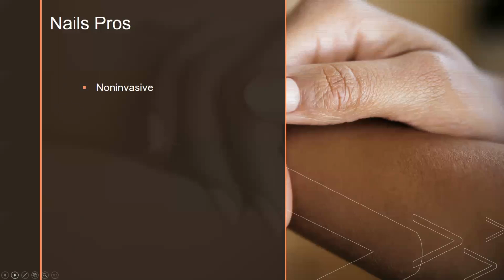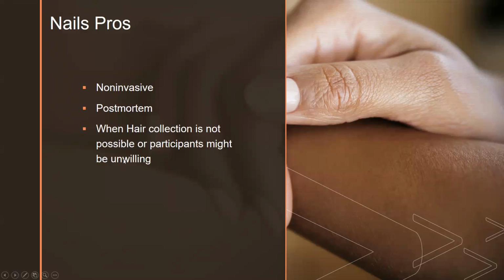So some of the pros: it's, again, non-invasive. You can use it in post-mortem studies. You can also use hair that way, but when you see nails, I've commonly seen it in that regard. It's also useful when hair collection is not possible or participants might be unwilling. There are definitely times where I wish we were collecting nails as well, especially to reduce attrition. Depending on the population that you're using, for instance teenagers, they don't like providing a large hair sample, especially if you're going to be looking at multiple biomarkers.